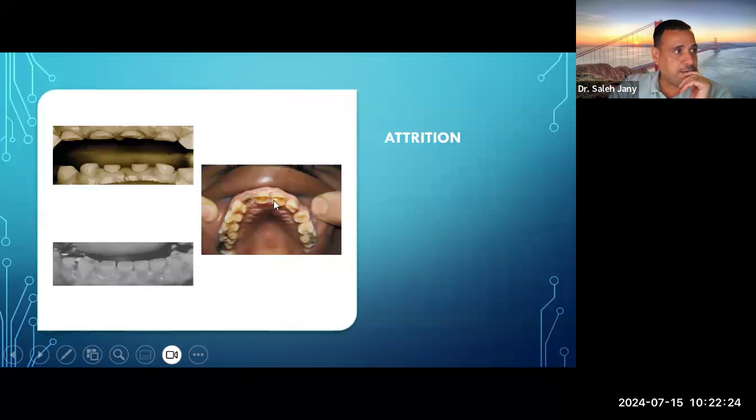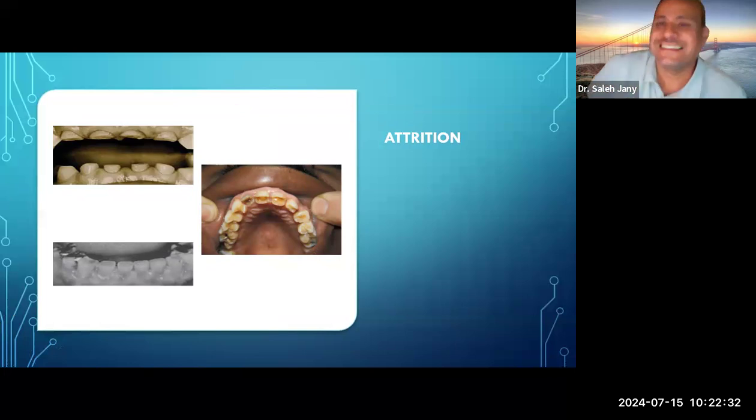And attrition, this comes with age. And it can be worse when people grind their teeth. Bruxism: most people grind their teeth and don't know, unless their wife or husband tells them, you grind your teeth, I can't sleep. And for treatment, you can do a night guard: take an impression and make a night guard.